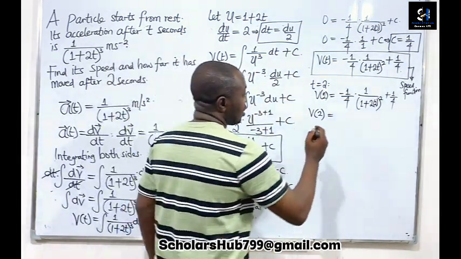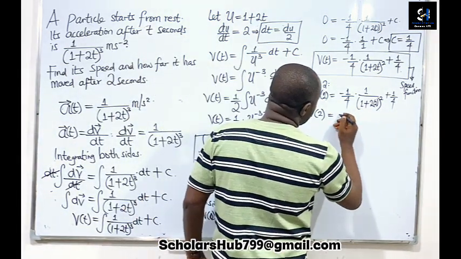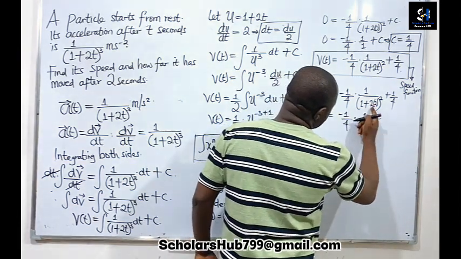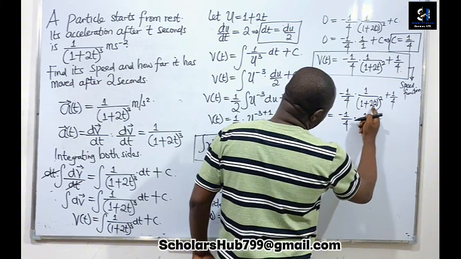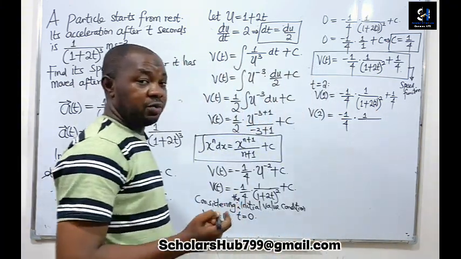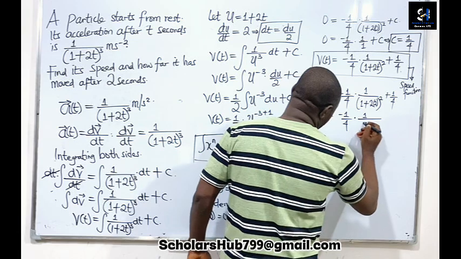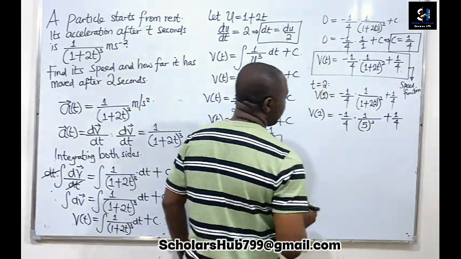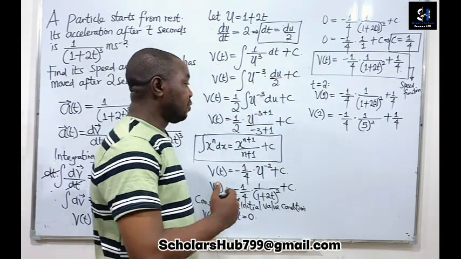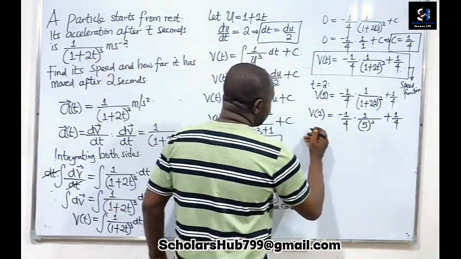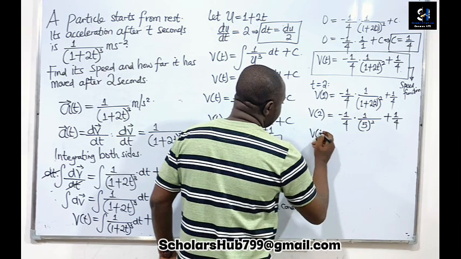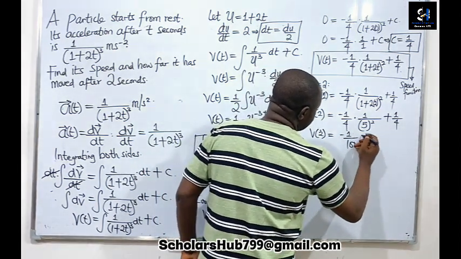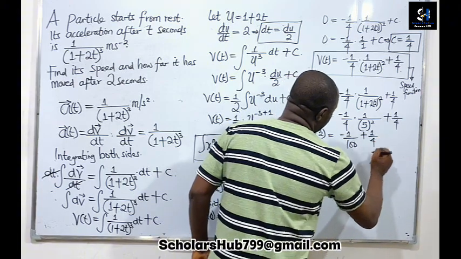So the velocity after the particle has moved 2 seconds can be minus 1 over 4 multiplied by 1 over, this is 1 plus 4. 2 times 2 is 4, 4 plus 1 will be 5. So this will be 5 squared plus 1 over 4. 5 squared is 25, 25 times 4 will be 100. So the velocity after 2 seconds can be minus 1 over 100 plus 1 over 4.